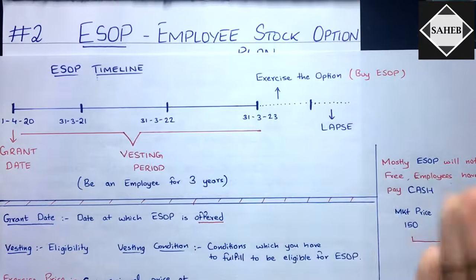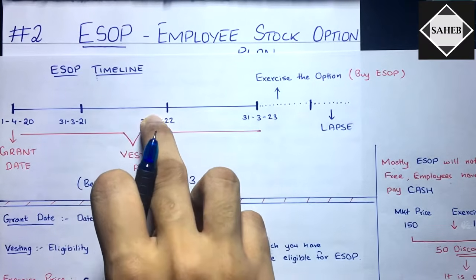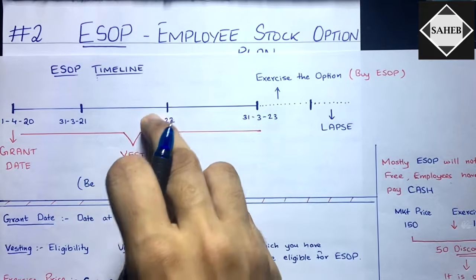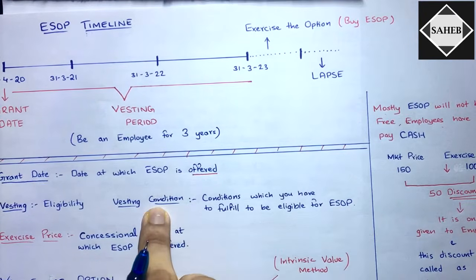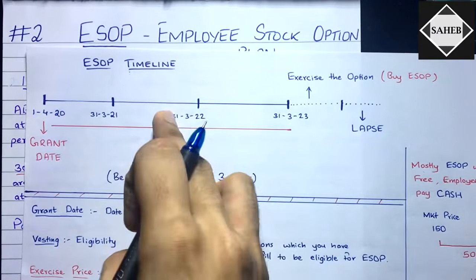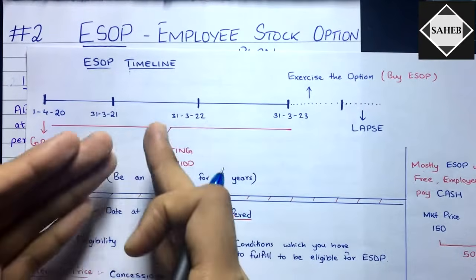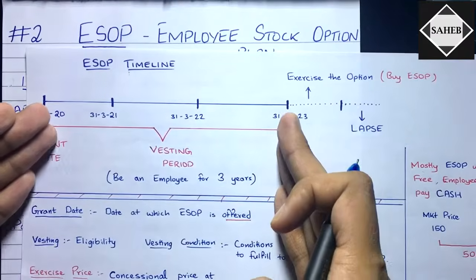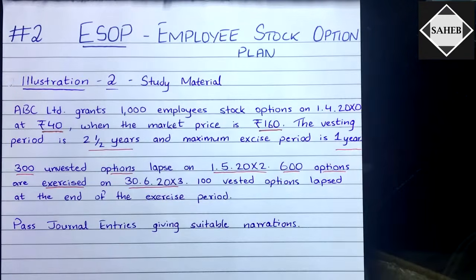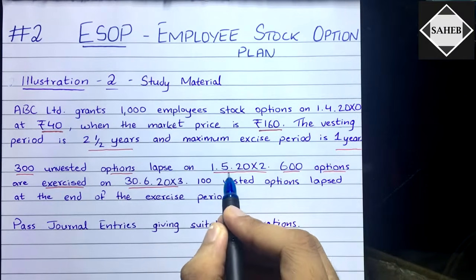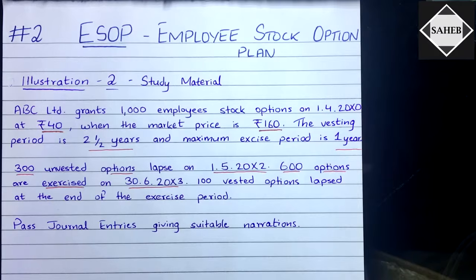Now if the options lapse here, that means the employee has not followed the vesting condition. Maybe he has left the company. So if he has left the company, options have lapsed here only. He didn't satisfy the entire vesting period, the entire vesting condition. Is that clear? Unvested options means not eligible options, ineligible options. So 300 unvested options have been lapsed on which date? 15/20x2. Clear?